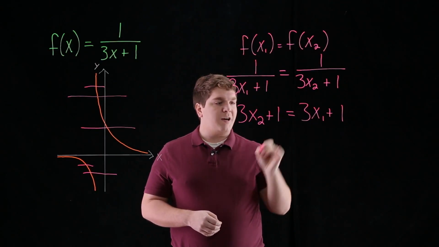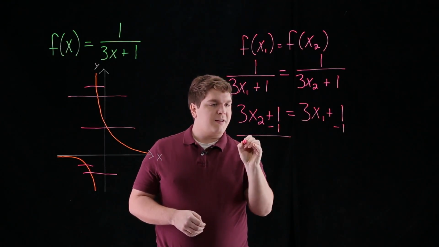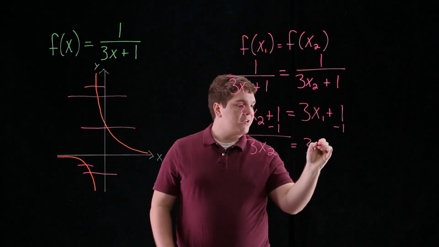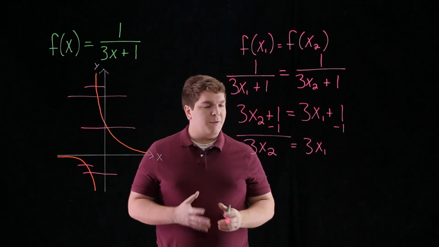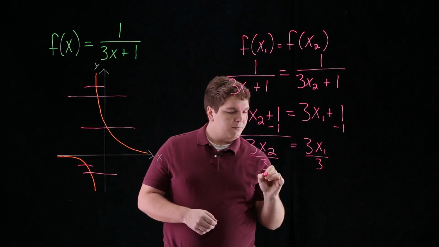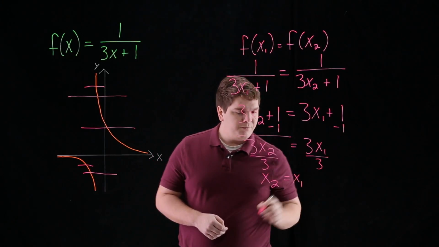So now we can subtract 1 from both sides of the equation, and that leaves us with 3x2 equals 3x1. Now we can divide both sides of the equation by 3, and that leaves us with x2 equals x1.